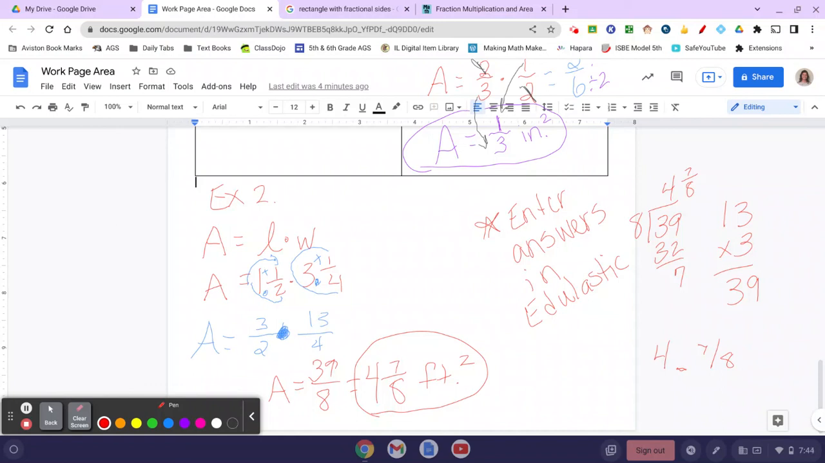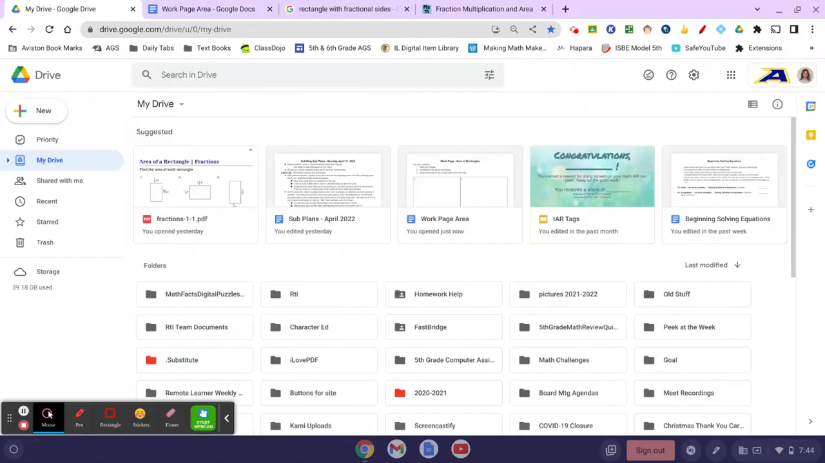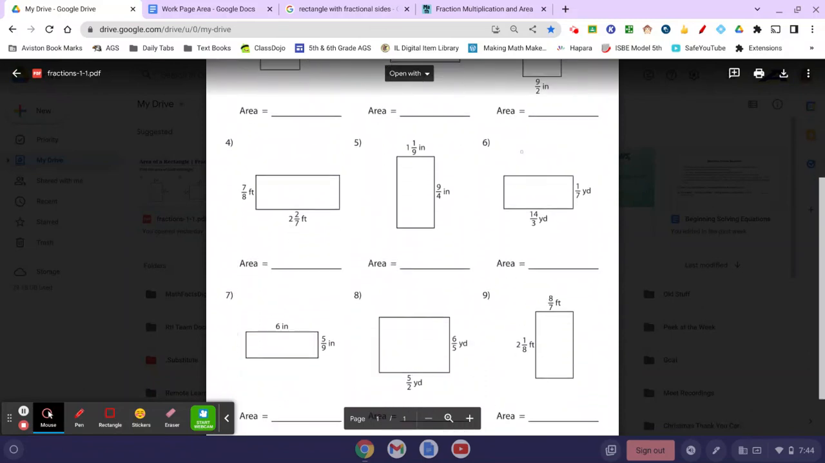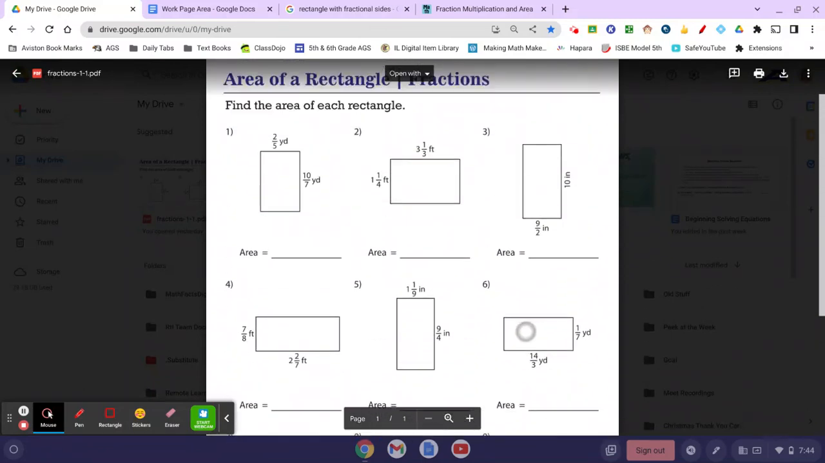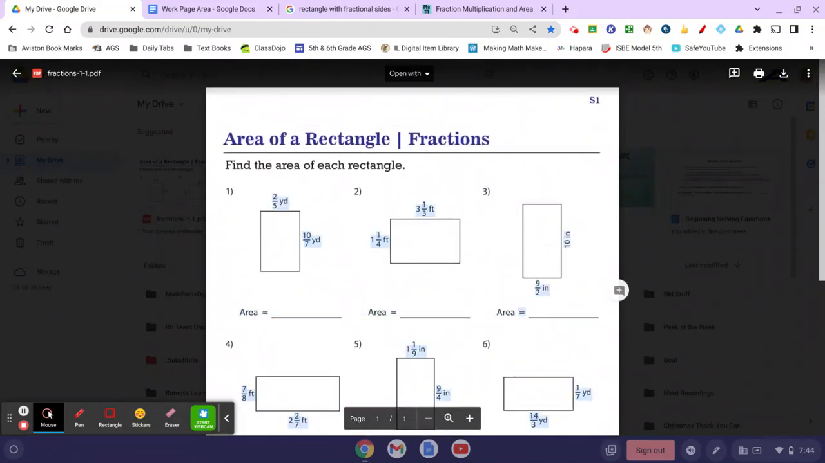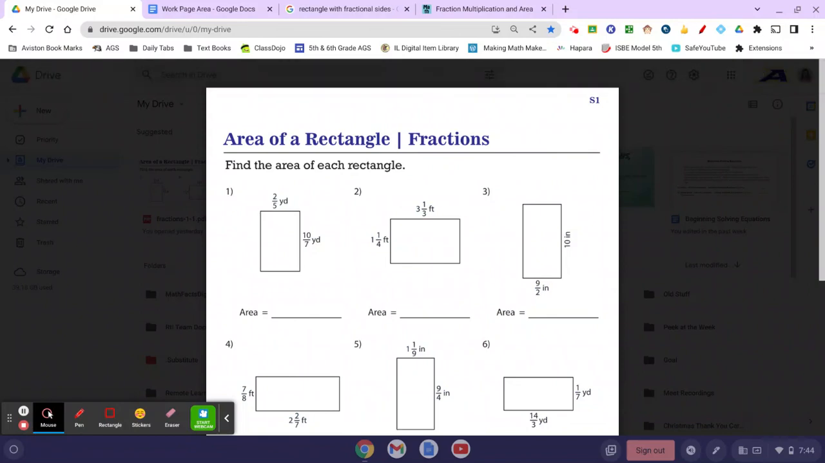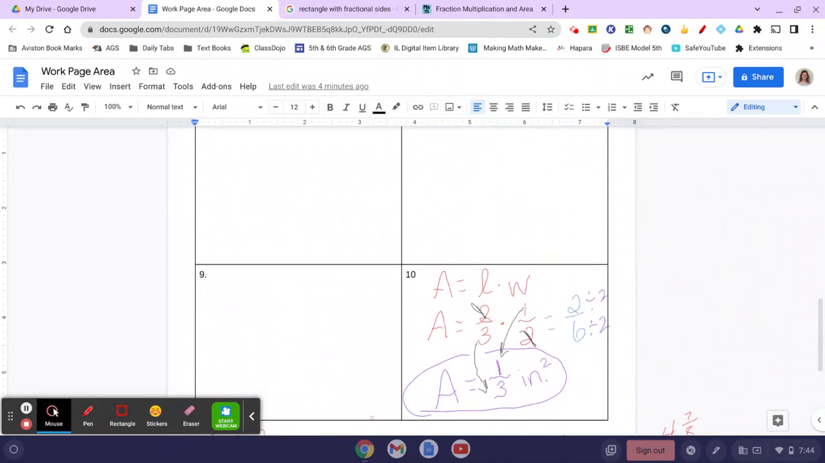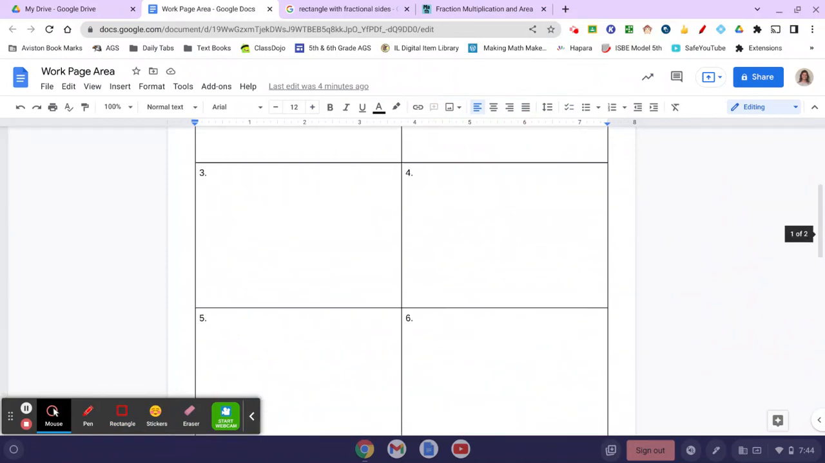What you're going to do now is the worksheet is going to be passed out to you. It looks like this. Let me get it pulled up. Okay, it looks like this. And you have 9 problems to do. Remember to give your answer in the best, simplest form. There are 9 boxes on your paper. All of these boxes should be filled in when you're done.